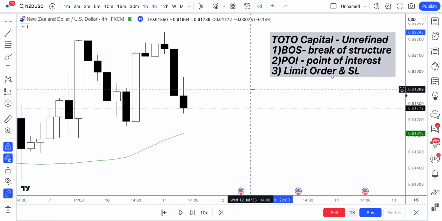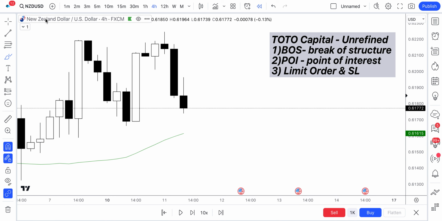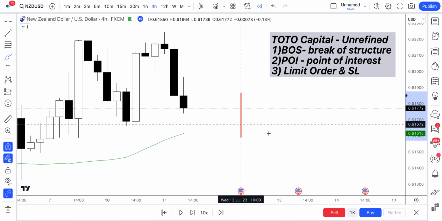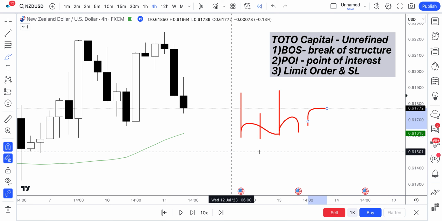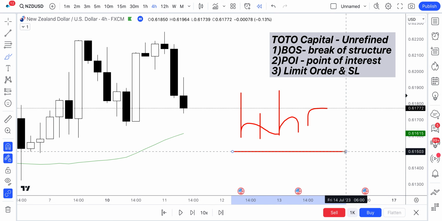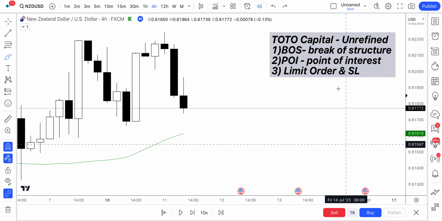Hey guys, in this video I'm going to run through an unbelievable trade that I took on NZD/USD. This trade was based on the 4-hour time frame and it did not require much time at all. Okay, so we're going to run through this step by step.